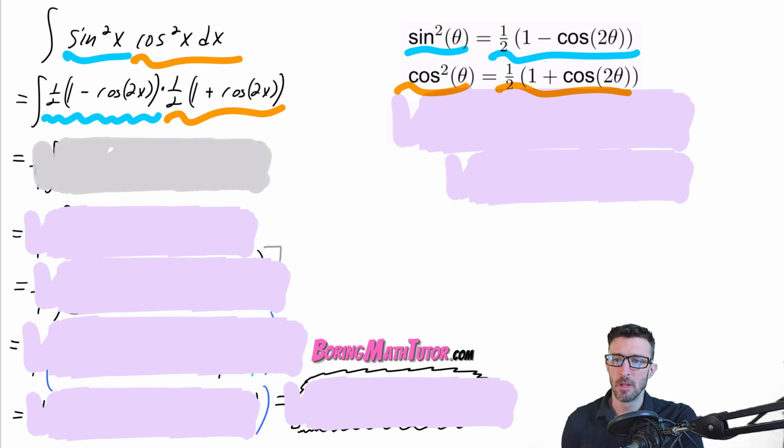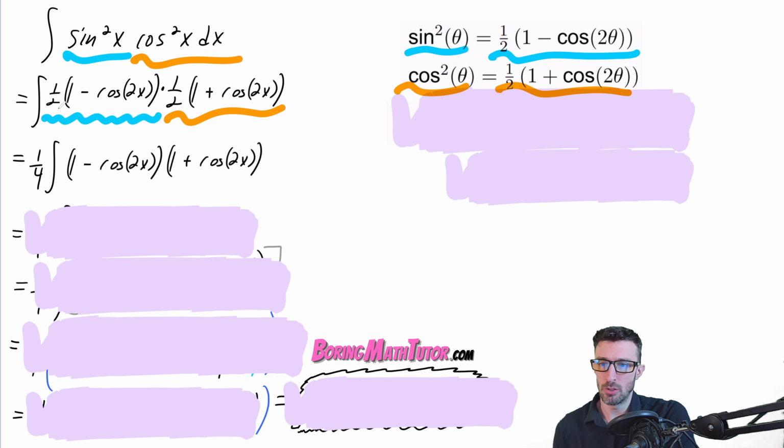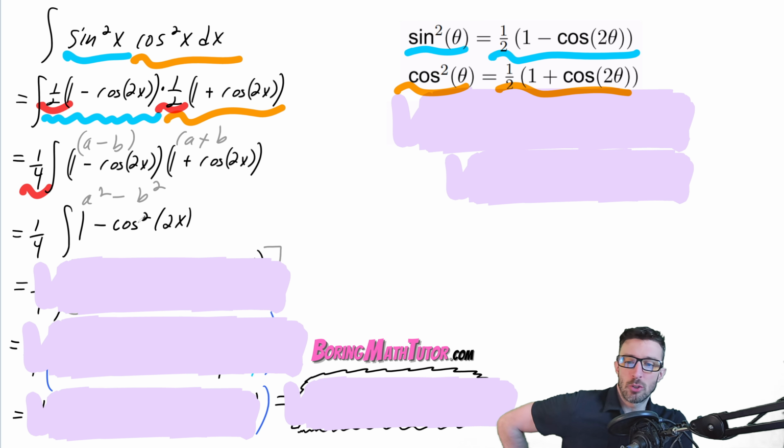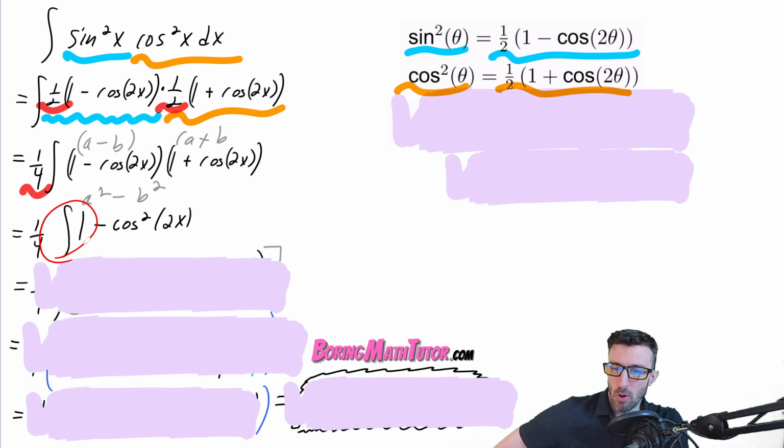Okay, once you do that, you can then do 1/2 times 1/2, that's 1/4. From there though, we now have something in the form of a minus b times a plus b, so we can change that into a squared minus b squared. So now it's 1 minus cosine squared of 2x. At that point, we can now take the integral of 1. That's no problem. I know how to do that.